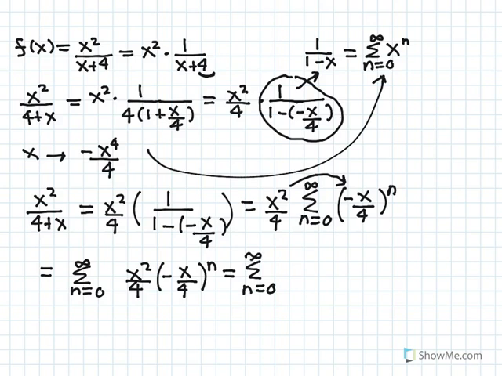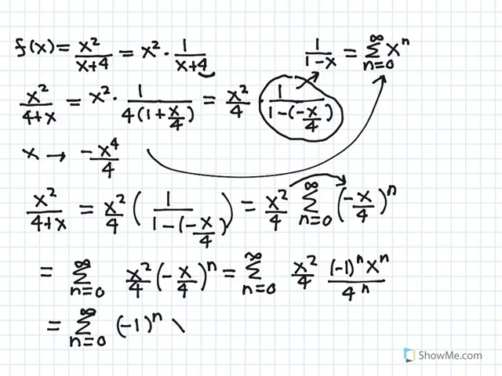Simplifying this, we're going to get x squared over 4 times negative 1 to the power of n, x to the power of n, divided by 4 to the power of n. So simplifying this, we're going to get summation n equals 0 to infinity, minus 1 to the power of n, x to the power of n plus 2, and we have 4 times 4 to the power of n, so in the denominator we get 4 to the power of n plus 1. Let's rewrite that on the next page.